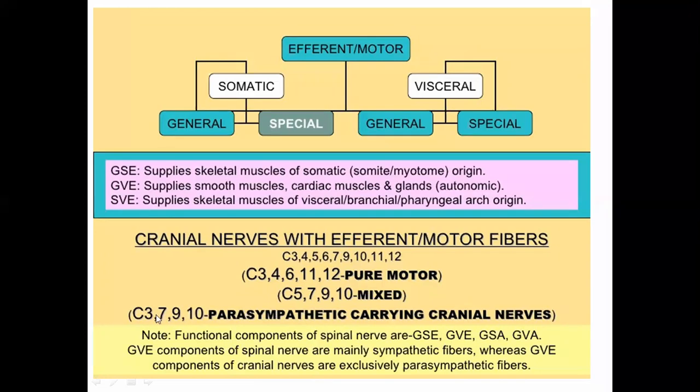We already mentioned that cranial nerves 3, 7, 9, 10 have the parasympathetic system flowing through them. We saw that it is craniosacral outflow. The cranial outflow is through the oculomotor, facial, glossopharyngeal, and vagus cranial nerves. You should remember this. So these are regarding the efferent component: pure motor, mixed, and fibers carrying the parasympathetic system. You can see here the general visceral efferent component, that is the parasympathetic component. We'll see that in coming slides.